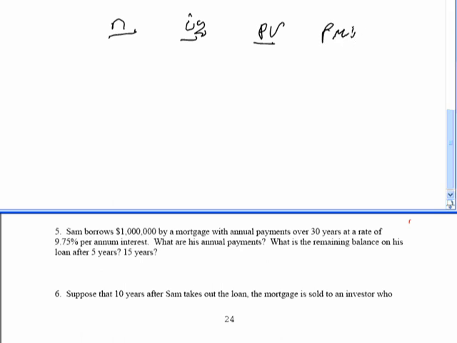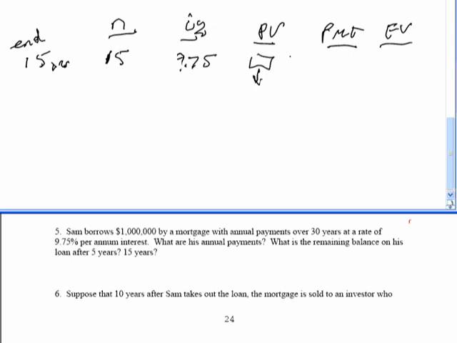Okay, so let's just set this up again. So this time, at the end of 15 years, we'd have, oh, I'm sorry, it's a 30-year mortgage. So at the end of 15 years, we'd still have 15 years remaining on this 30-year mortgage. And the interest rate is still 9.75%. The PV we're going to compute, that's going to be our mortgage balance at the end of 15 years.